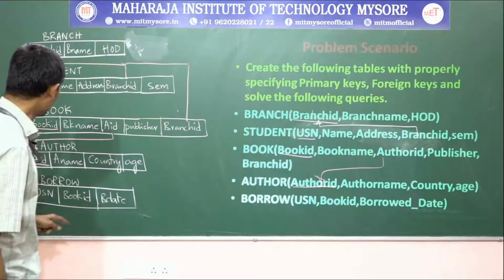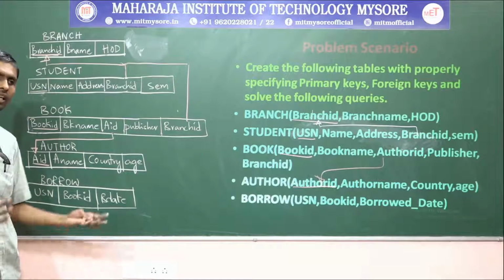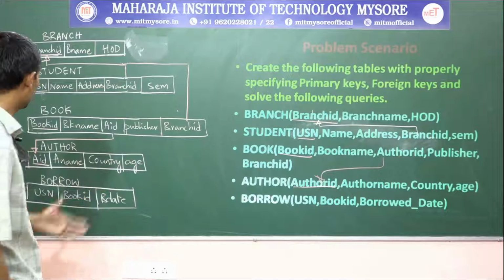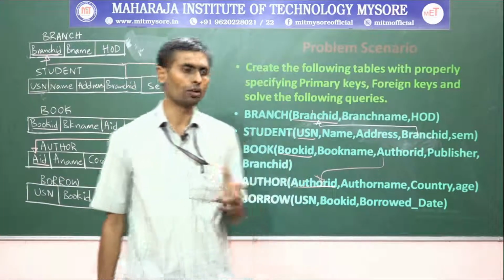Fine. Then after that, what do we have in the borrow table? In the borrow table we have two key attributes. What are they? USN and book ID. But these two are what? Foreign keys. Why? I want to repeat these many times, this USN as well as the book ID. Why?